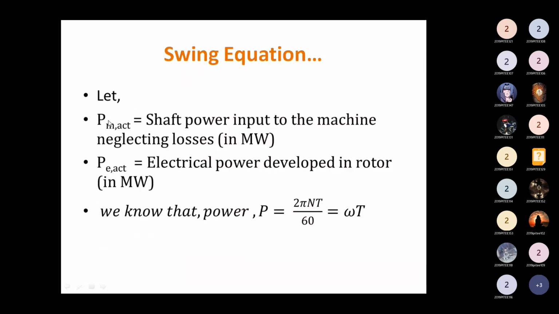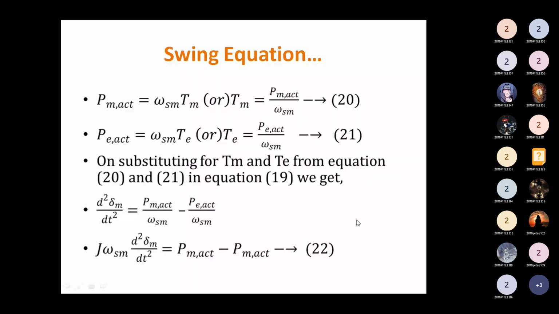So the next two terms are Pm actual and Pe actual. Pm is mechanical power, Pe is electrical power. We know that mechanical power is 2 pi NT by 60, in general omega T. So I can write for mechanical and electrical separately. Pm actual equal to omega sm times Tm, from this Tm is Pm actual by omega sm, equation number 20. And Pe actual equal to omega sm into Te, from this Te is Pe actual by omega sm, equation number 21.